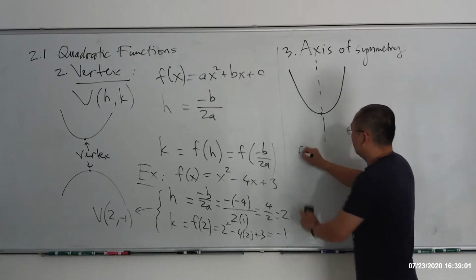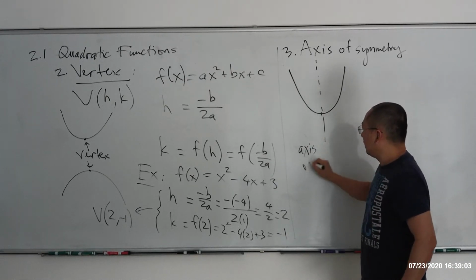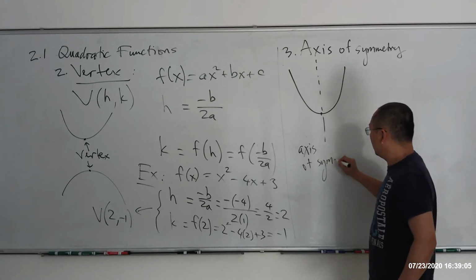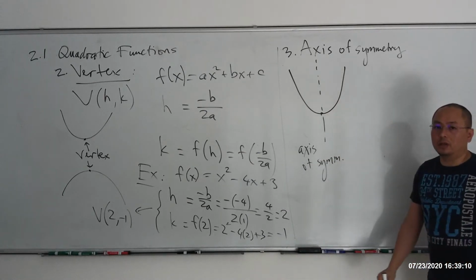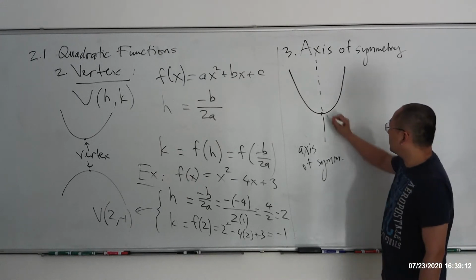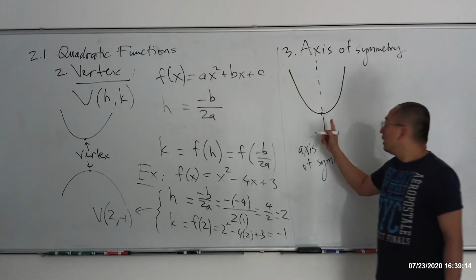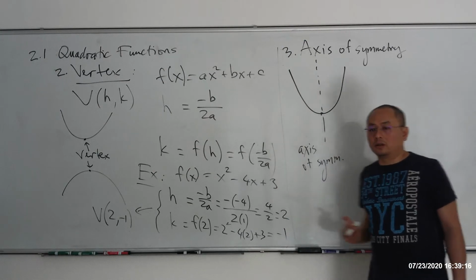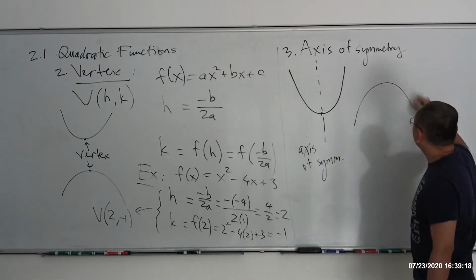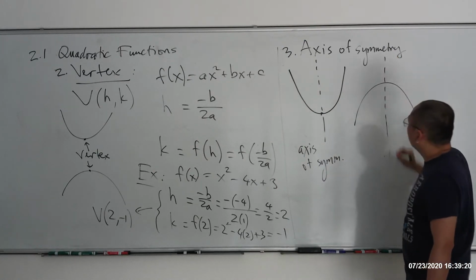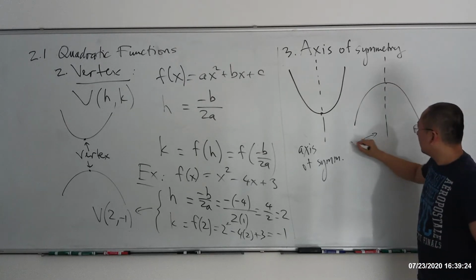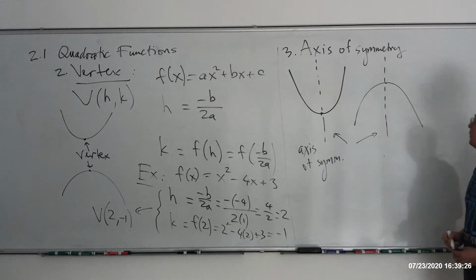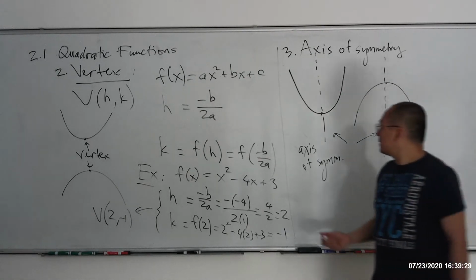Axis of symmetry. Okay? And the axis of symmetry, the vertical line, will always go through the vertex because the vertex is right the middle point of the parabola. And of course, same thing when you have the open downward parabola. This line is also the axis of symmetry. Okay. Those are the vertical lines.